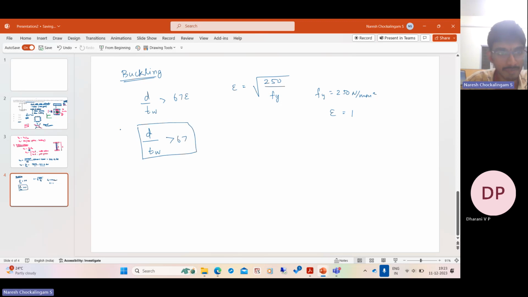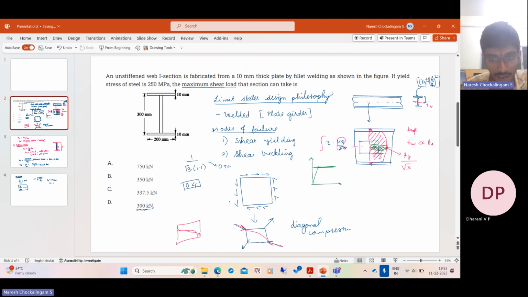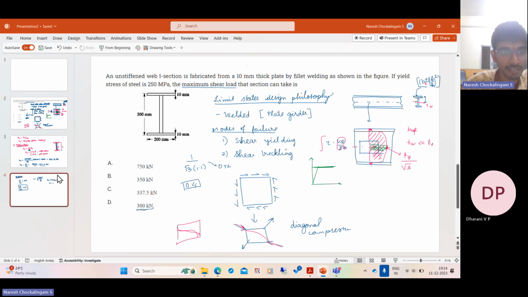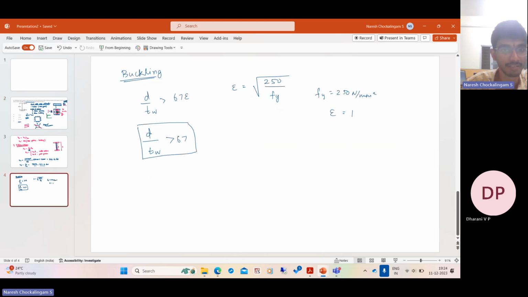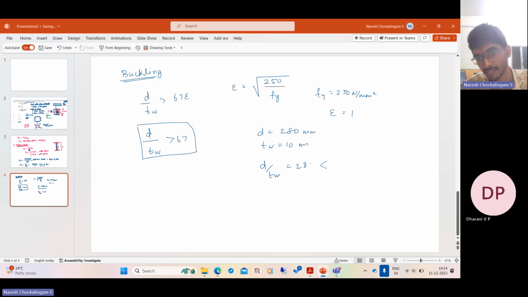Right? This comes because, as I said, for this to undergo buckling under diagonal compression, it has to be extremely slender. So this should be a very thin plate. And the limit for that slenderness is something like d by tw greater than 67. So here d is 280, tw is 10. Therefore, obviously, d by tw is 28, which is much less than 67. Therefore, you don't need to design the web under buckling.